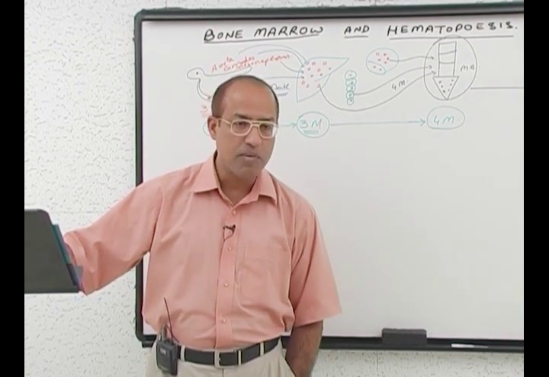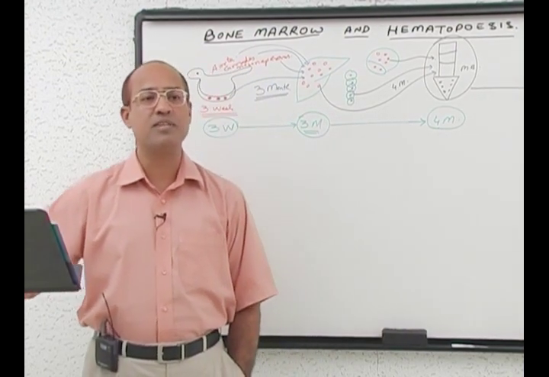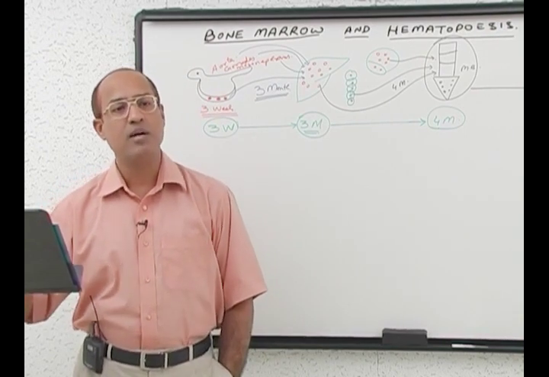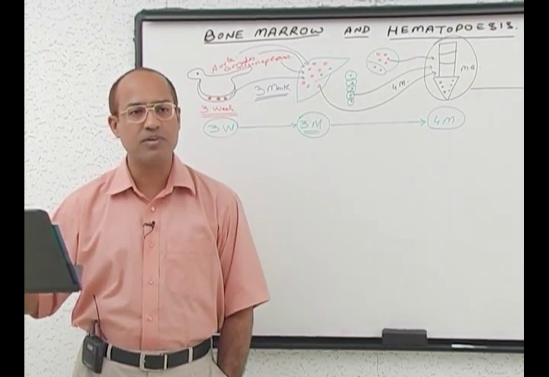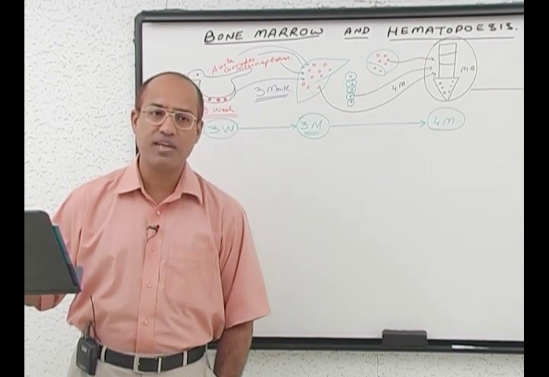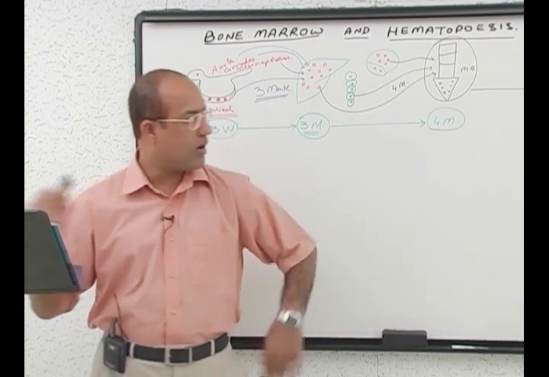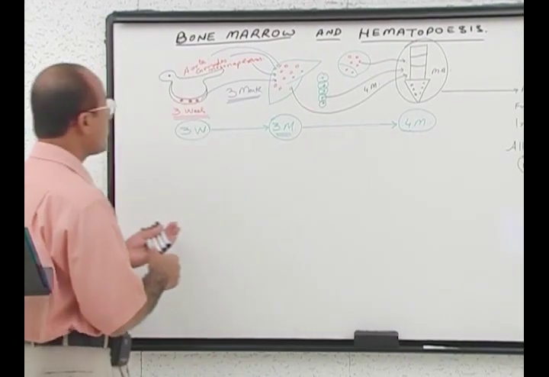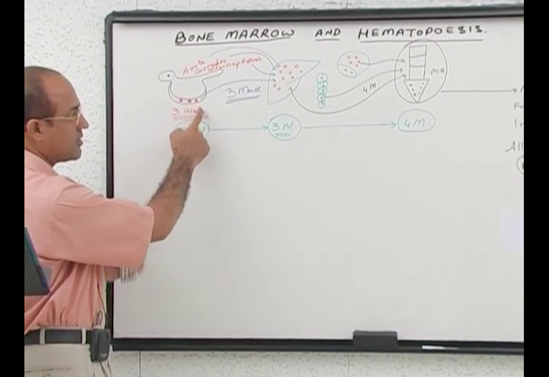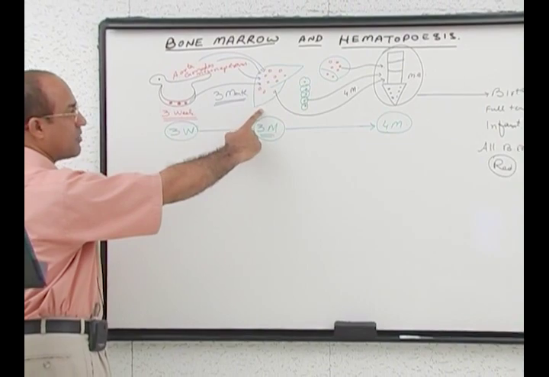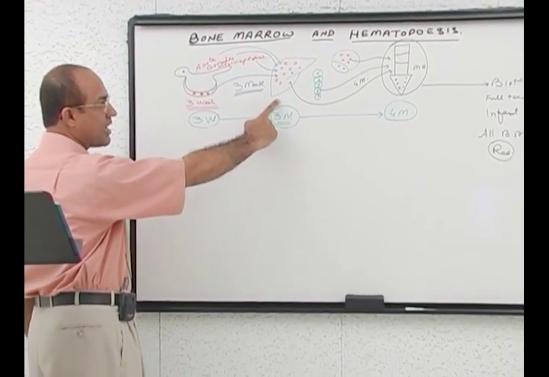But in premature babies, the babies who are born before time, they may have some significant hematopoietic activity in their liver. Now, after this: yolk sac at 3 weeks, hematopoiesis starts in the liver around 3 months of intrafetal life.